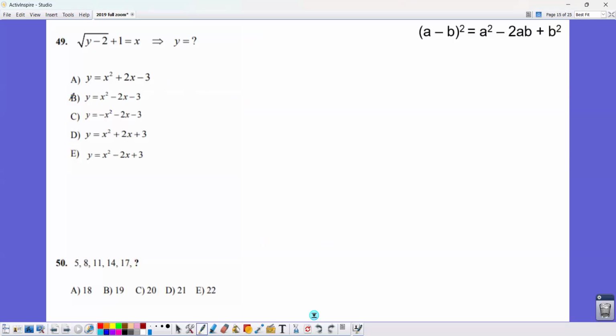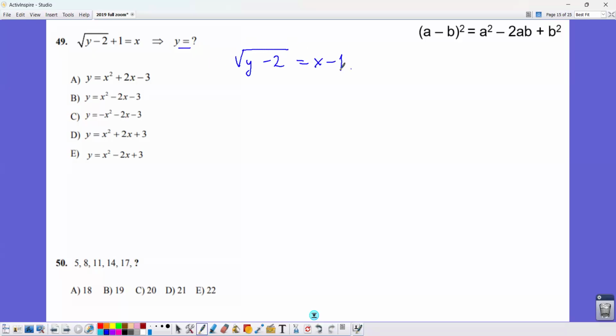When we go to the next one, we have a radical expression. It's given: square root of y minus 2, plus 1, is equal to x, but we want y alone. So what I will do is take the 1 to the other side, because I am trying to make y alone. The square root of y minus 2 is equal to x minus 1. To take y out from the square root, I need to get rid of the square root.